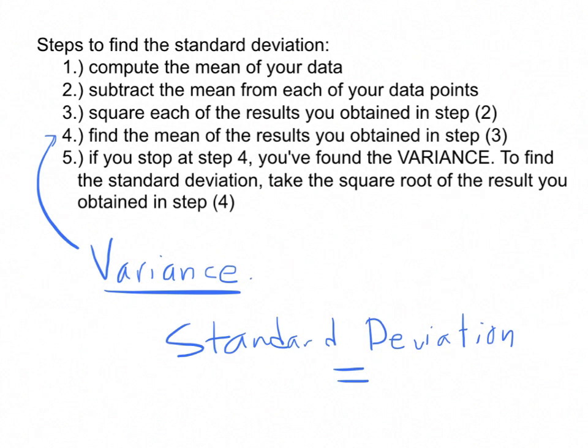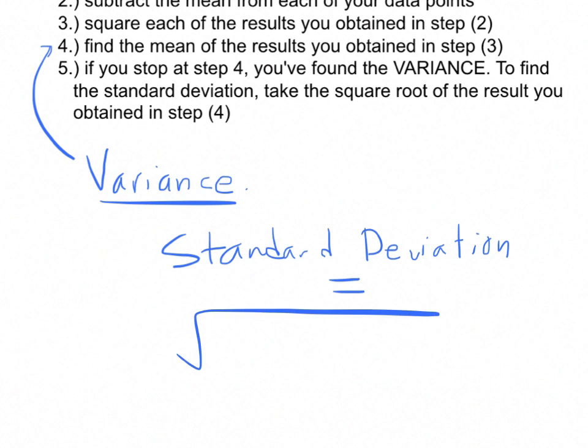So standard deviation equals the square root of variance. Which goes the other way around. If you need to find the variance, you can square the standard deviation. Occasionally they'll ask about different things, so just be prepared for that.